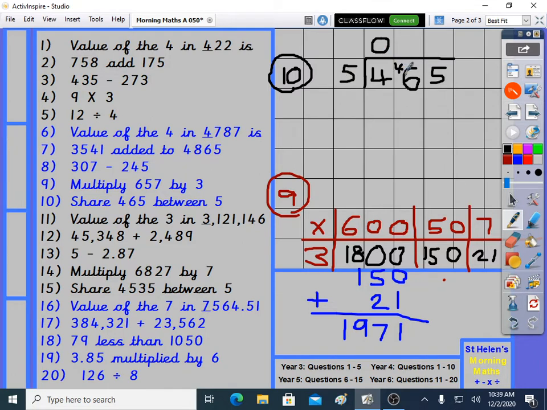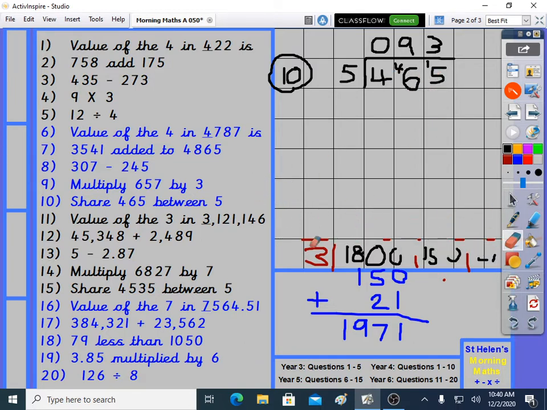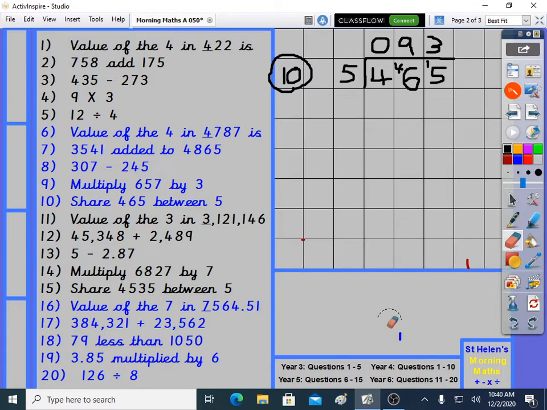Lots of 5s fit into 46. 5, 10, 15, 20, 25, 30, 35, 40, 45 is 9. But I only got to 45, that says 46, so move on to 1. How many 5s in 15? 5, 10, 15. I counted on my fingers and it was 3. So the answer is 93, because divide usually makes things smaller. That's why 465 got smaller. We can go to the year 5 level questions.